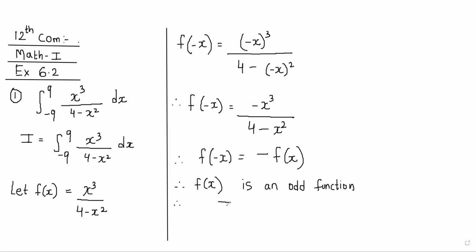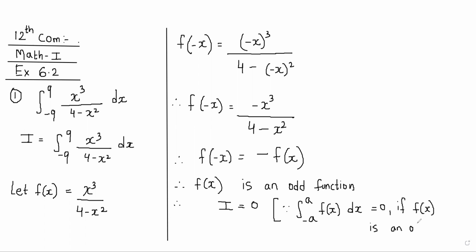Therefore, I is equal to 0, our final answer. In bracket, we can write the reason: since the integral of f(x) dx from minus a to a is equal to 0 if f(x) is an odd function. So I equal to 0 is our final answer.